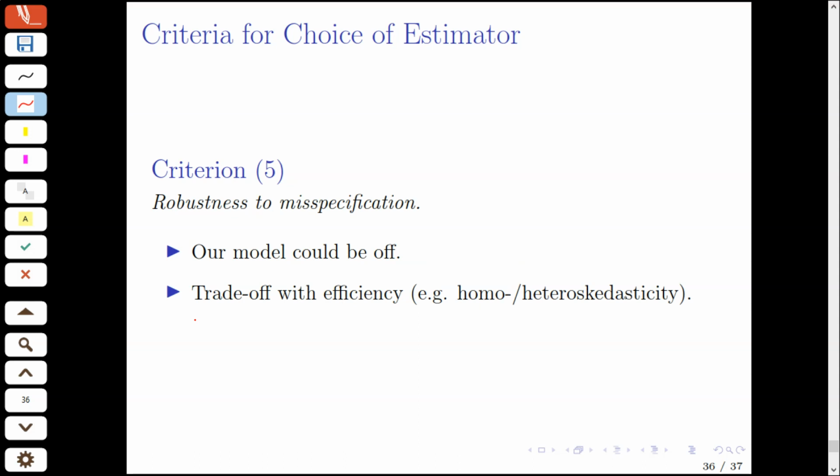A fifth criterion states that ideally our estimator should be robust to misspecification of various kinds. This criterion goes back to the concern that our model may or may not be right, or it may be off, and therefore it would be nice if we could do inference even if our model is misspecified. Now, there's a clear trade-off here between having robustness to misspecification and having an efficient estimator. As we've previously illustrated, an assumption of homoscedasticity leads to efficiency, while we may still obtain a consistent variance estimator allowing for heteroscedasticity, but in the process giving up efficiency.